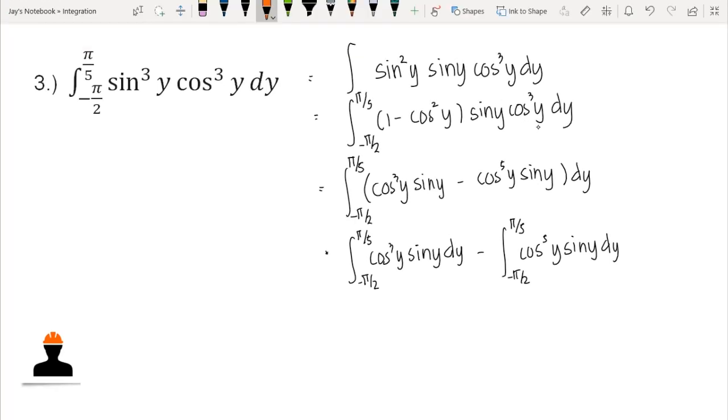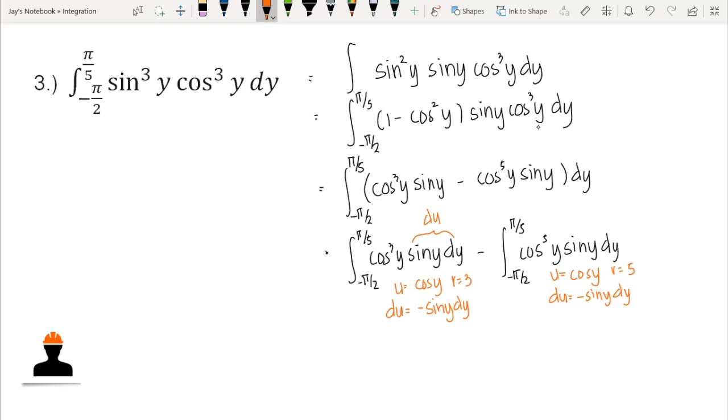Our u here is equal to cosine y, correct? And our r is 3. So the derivative of u, that is negative sine y dy. Now, in the second term, our u is still the same, cosine y, our r is 5. Then our du is negative sine y dy. So let's check our du. Our integrand has sine y dy here.